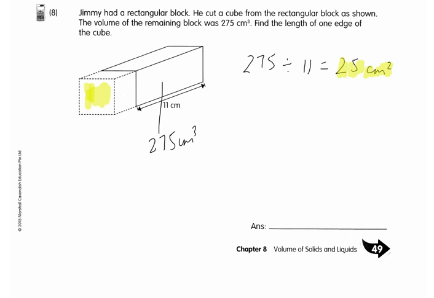Square root of 25 and I'll get 5 cm. So I know that this part is actually 5 cm and this part is also 5 cm. So the length of 1/8 of the cube is 5 cm. Okay? Any problem? They can also extend this question by asking you what is the volume of the original rectangular block.